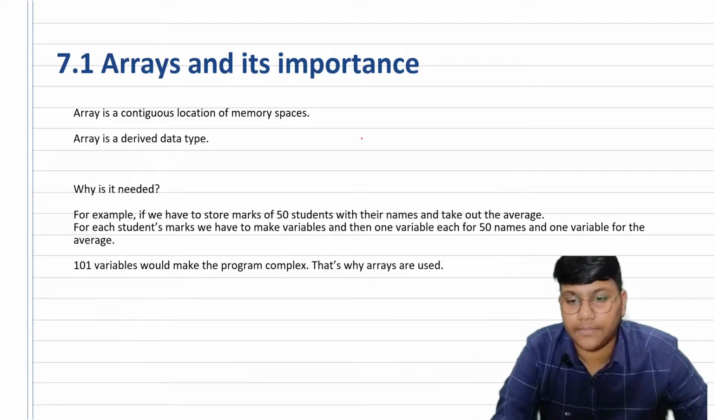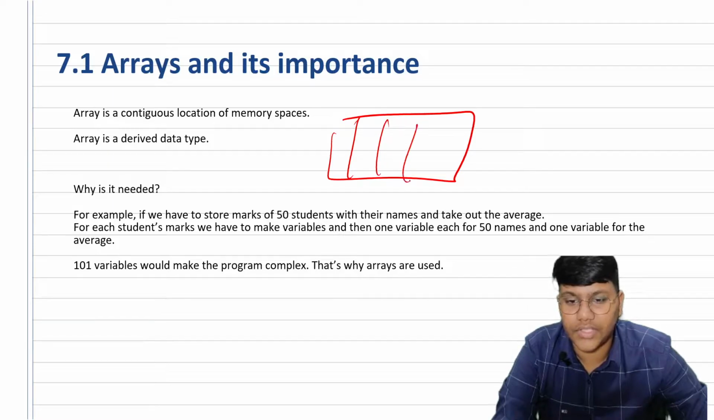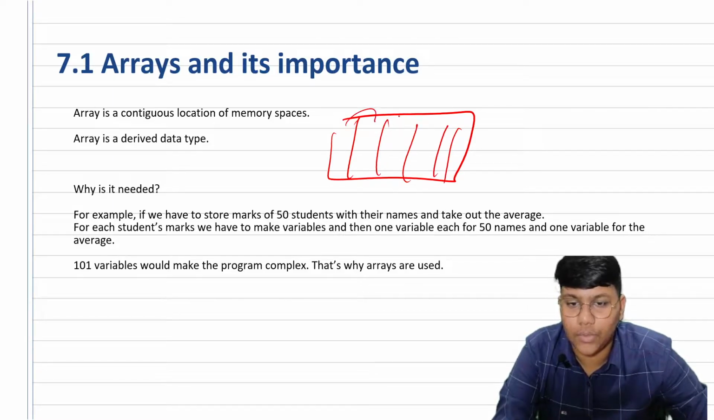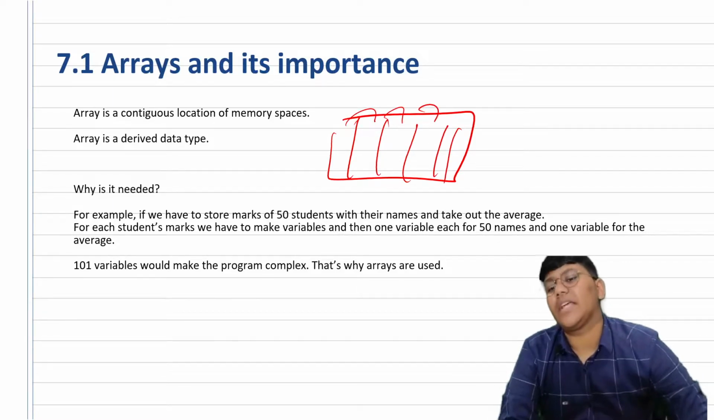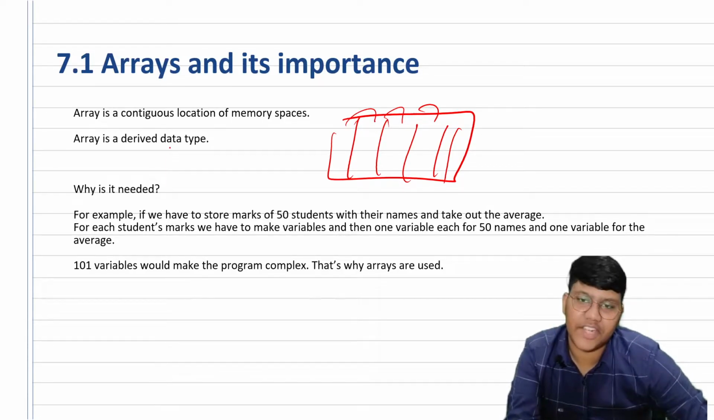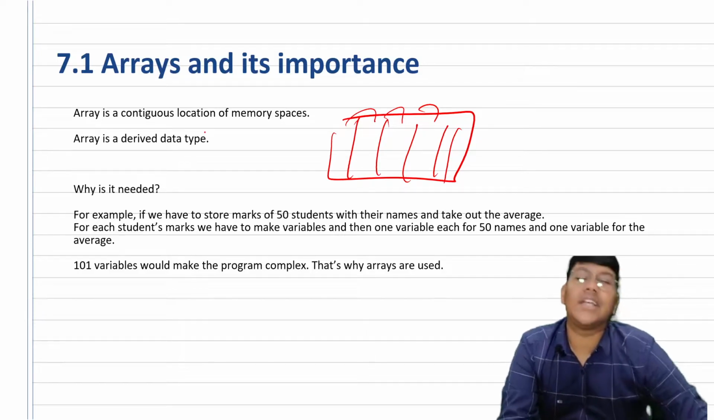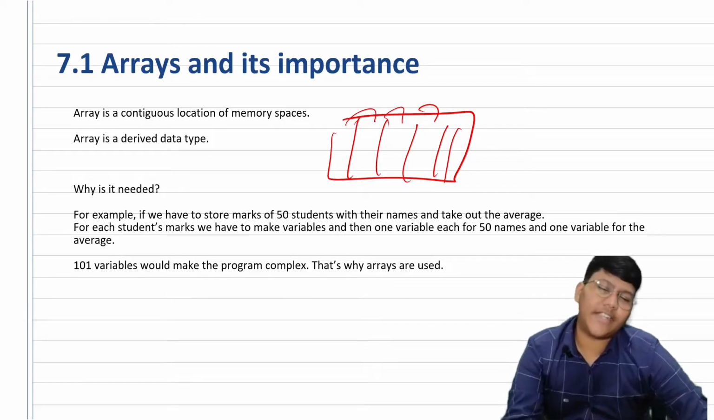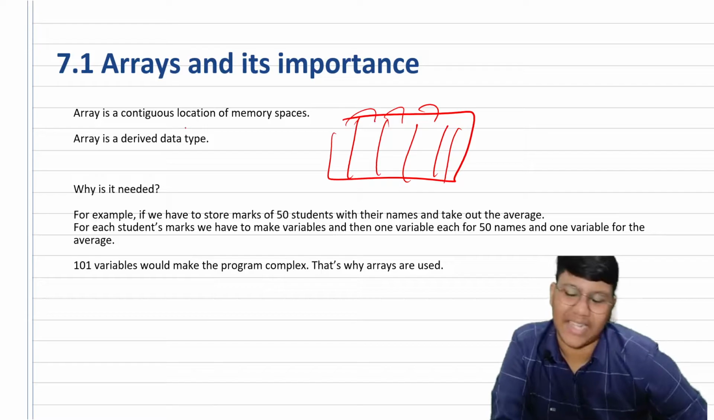For example, this is contiguous. There is no space between two places. Now an array is a derived data type. As we know, there are only two types of data types: primitive data type and derived data type. So if an array is not from the 8 primitive data types, it has to be from derived data type, right?